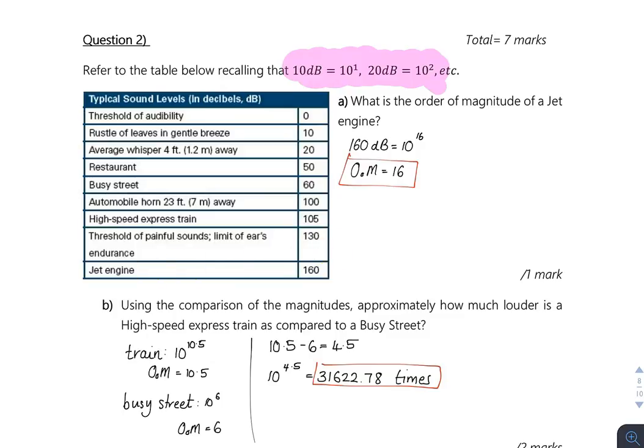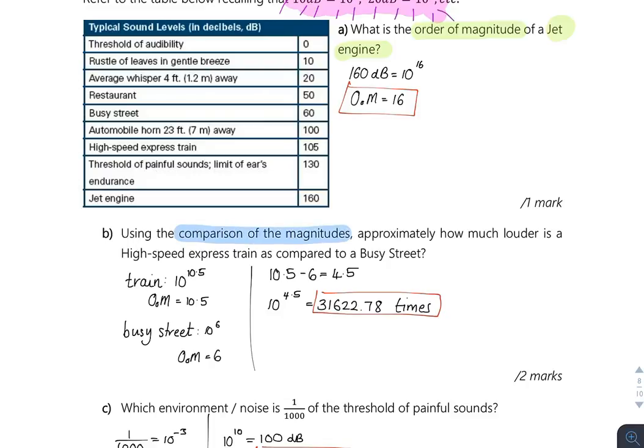So for part A, what is the order of magnitude of a jet engine? We look for the jet engine. So the jet engine is 160 decibels. And we then change that into our 10 to the power notation. So 10 to the power of 16, which means that the order of magnitude is then 16.